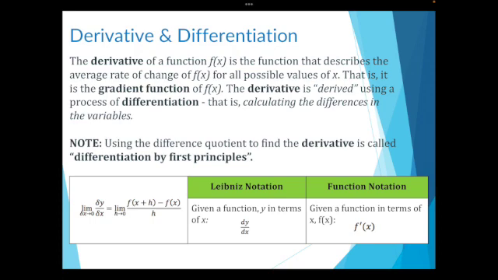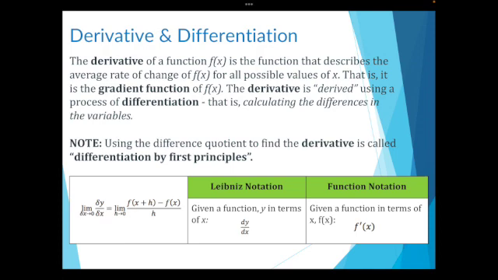Now here, what I want to show you is that by using the Leibniz notation and finding the difference quotient, we can actually find the derivative of a function. And note that the derivative of a function is actually a function as well. It's the gradient function. The derivative is derived using the process of differentiation, which is calculating the difference in the variables. So what we're doing here is differentiation by first principles.